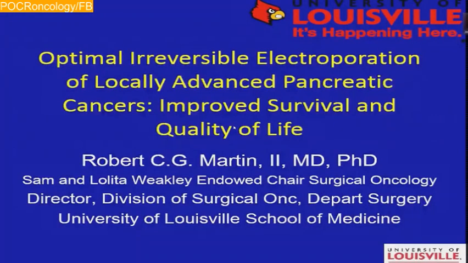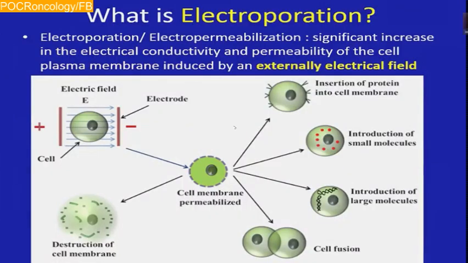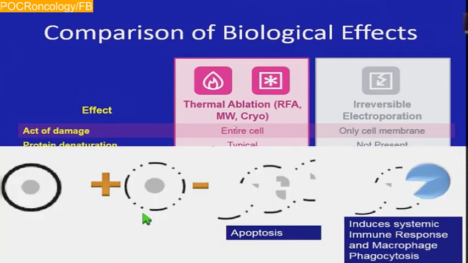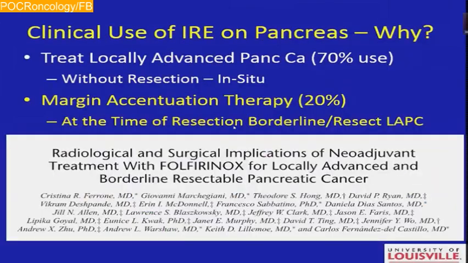And this is Bob Martin from Louisville, who has been really talking about this for almost 7 years now. Electroporation is trying to increase the electrical conductivity and permeability of the cell plasma membrane induced by external electrical fields. So what you do is actually try to induce cell damage by damaging the cell membrane and making it more susceptible to systemic immunotherapy. So somehow this electroporation had the effect maybe of the immune therapy for a local disease. It's different than RFA or thermal ablation.